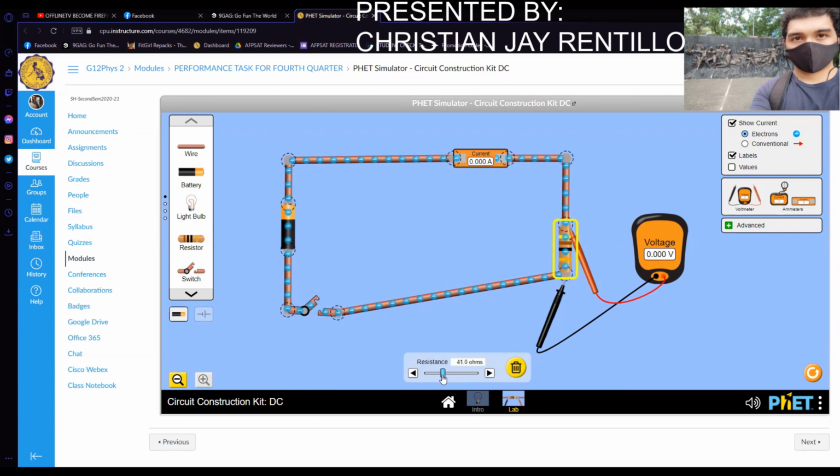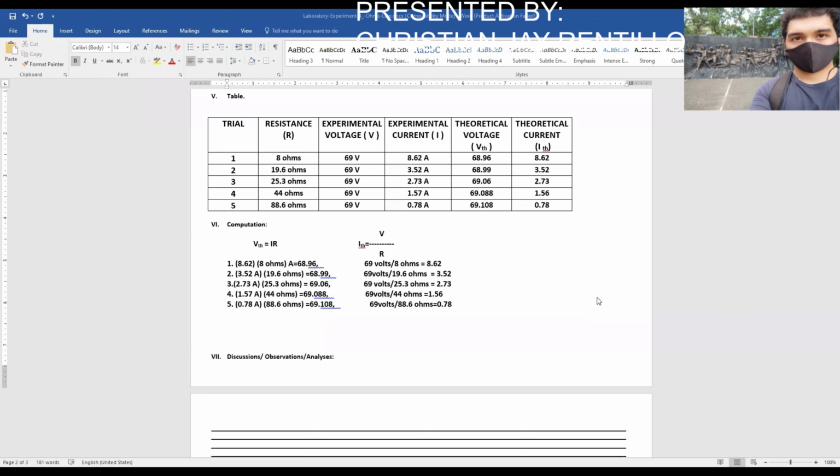For our fourth trial, we decided on a value of 44 ohms, and we get a value of 1.57 ampere for our current. And for our last trial, we decided on a value of 88.6 ohms for our resistor, and after turning on the switch, we get 0.78 ampere and a voltage of 69 volts.